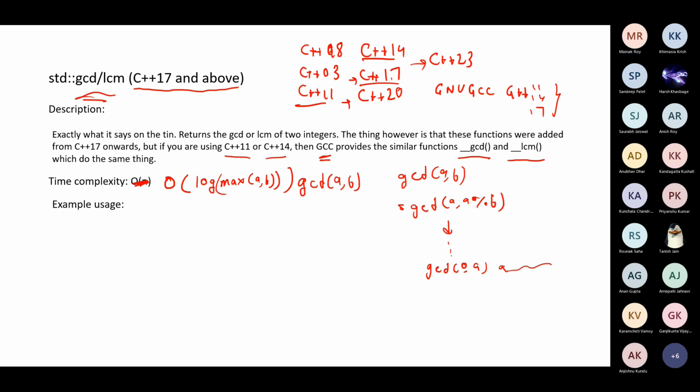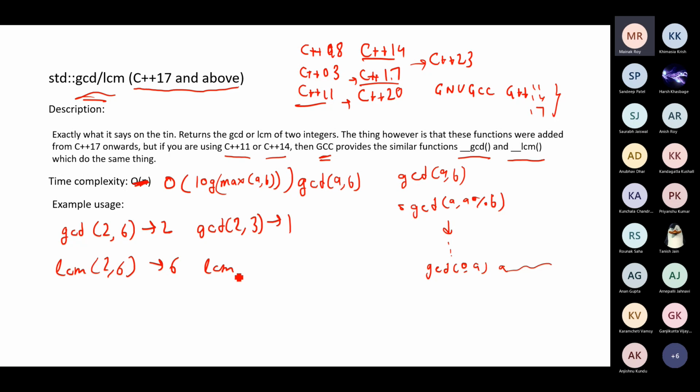Syntax is just obvious, like GCD 2, 6 will return 2. LCM 2, 6 will return, well, 6. GCD 2, 3 is 1, and LCM 2, 3 is going to give you 6. I mean, pretty obvious. So that covers all the important algorithms we wanted to see.